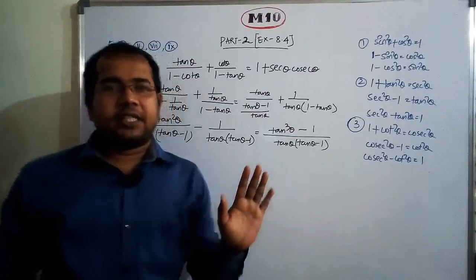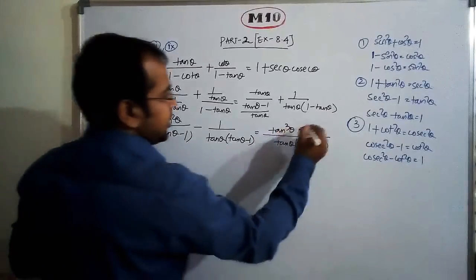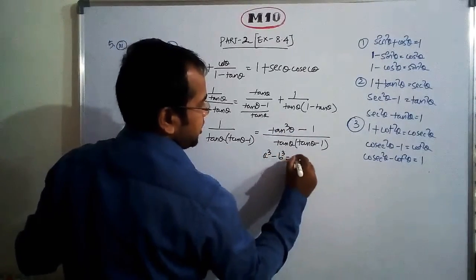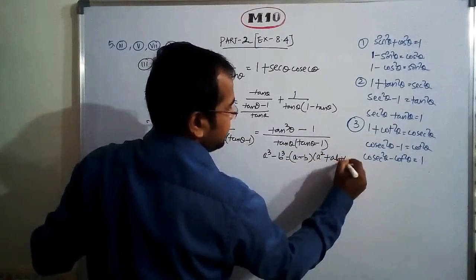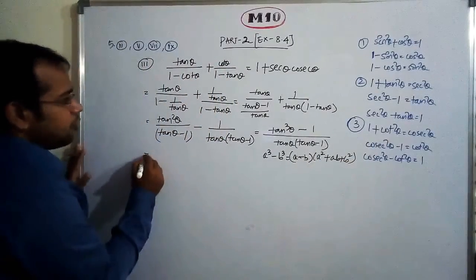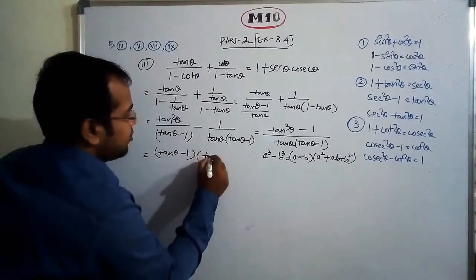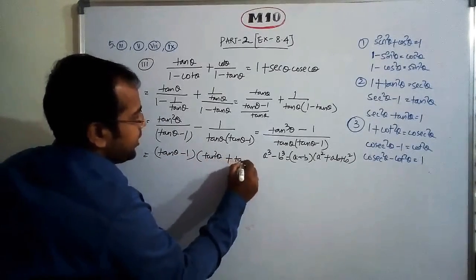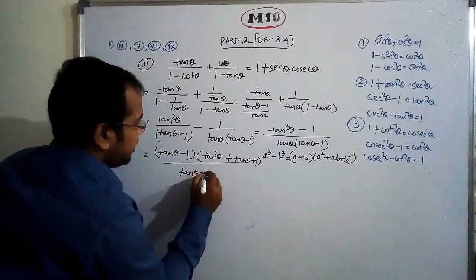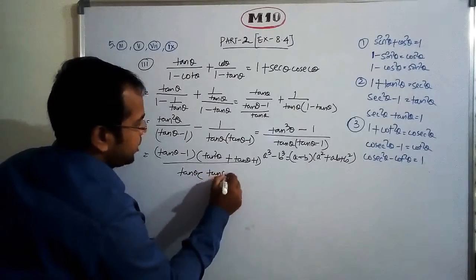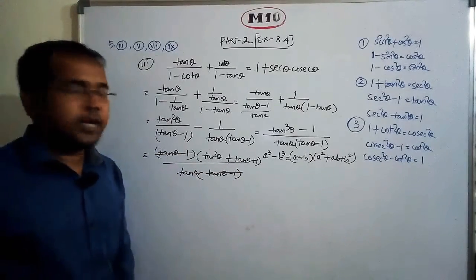I have told you earlier, in these problems you have to use both algebraic identities and trigonometric identities. Here it is in the form a cube minus b cube, which is nothing but a minus b whole into a square plus ab plus b square. Now keep it in this form. What will you get here? A minus b, tan theta minus 1, a square, that is tan square theta, ab, that is tan theta, plus b square, that is 1. Here you are getting tan theta into tan theta minus 1. Now see here, this tan theta minus 1, tan theta minus 1 is cancelled out.